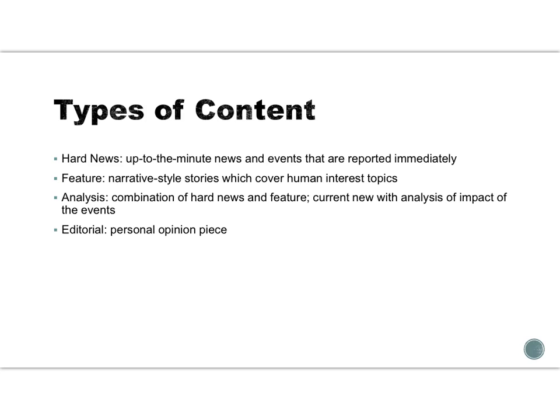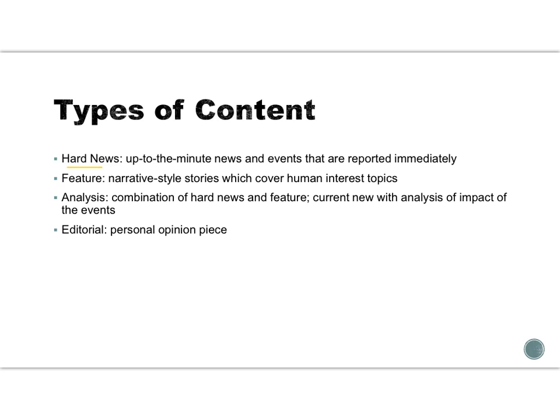Okay, so we'll talk about types of content first, and then we'll talk about how that content is organized. There are 4 basic types of newspaper content. There's hard news, which is up-to-the-minute news and events. They're reported immediately, and of course social media has really aided in the ability for any news agency to be able to do this. These will be generally shorter stories, just giving the bare bones of what the event is about.